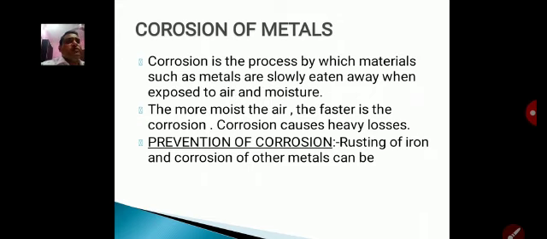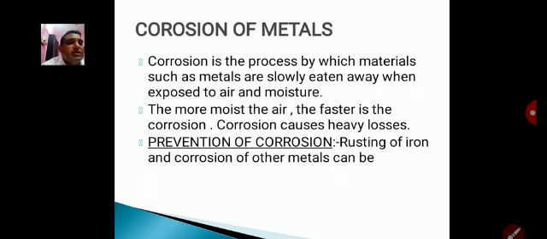Now, corrosion of metals. Most metals react with moist air and corrode. That forms the corrosion, that forms the rust on the metal object, and this is due to the reactivity. Iron and some other metals react with moist air and form corrosion on the metal object.